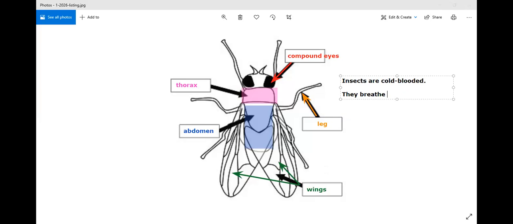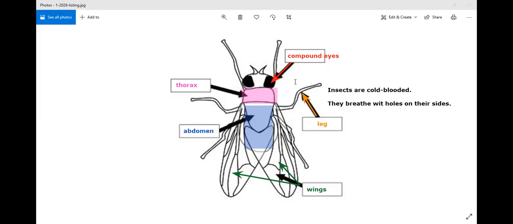Bravo. They breathe with holes on their side. So they have holes on the sides of their body to breathe with. What are the 4 stages of life of an insect?